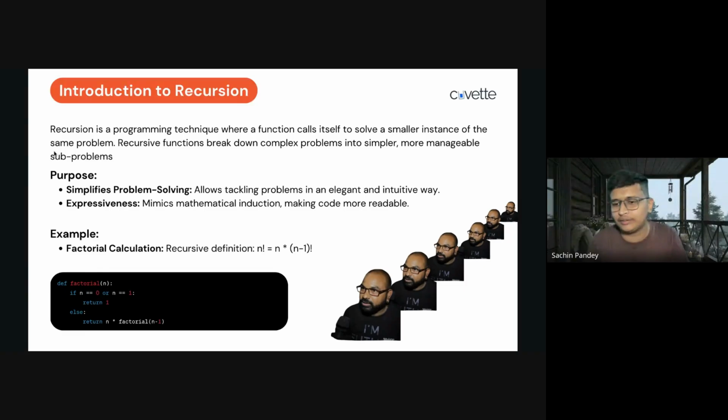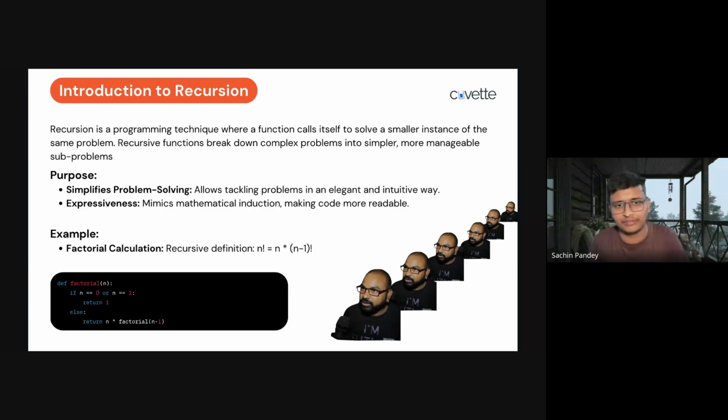I'll talk in very simple language. It's a programming technique where a function calls itself to solve a smaller instance of the same problem. Let's say we have a big problem. What we do is we have a function to solve that big problem, and that function calls itself with a smaller part: can you solve this smaller problem and give me the answer? The bigger function will tell. And then we will use those small answers, combine them, and make our answer.